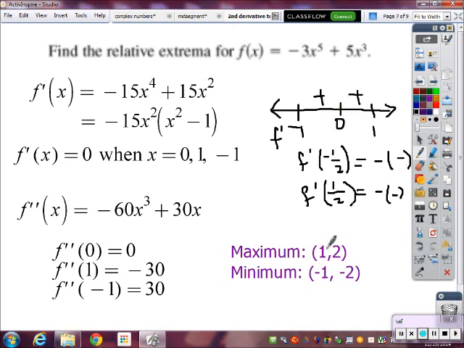So now that I've tested all the possible points for extrema, I've concluded using the second derivative that I have a maximum at (1, 2) and a minimum at (negative 1, negative 2).